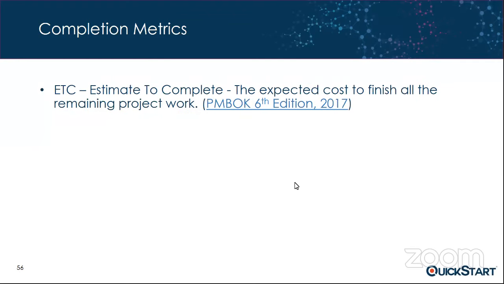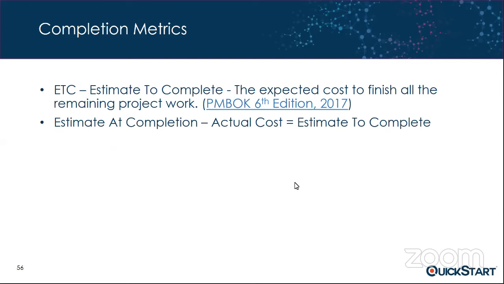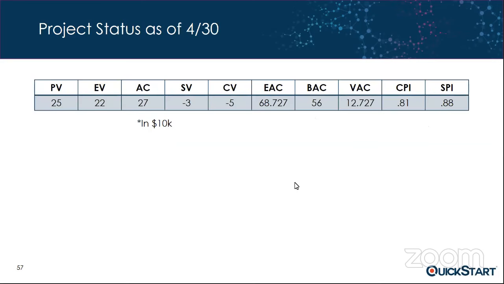Finally, the estimate to complete. That's really what it's going to take to get from where we are right now to the end. There's a formula for that: estimate at complete minus actual cost. Based upon the way our project is right now, it's going to take us $410,000 plus to get to completion. So these are our completion metrics.